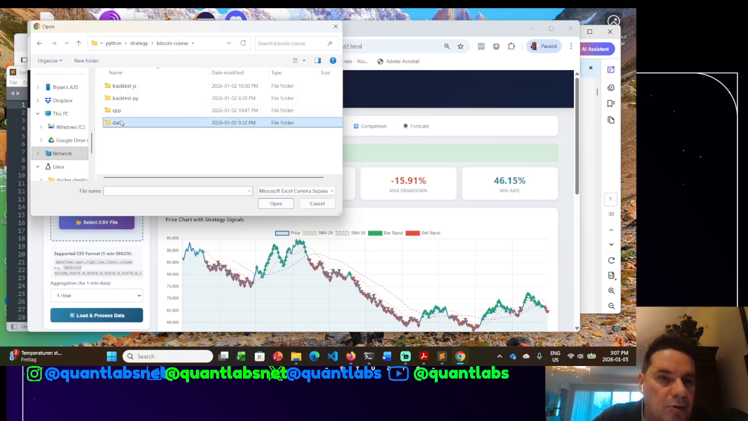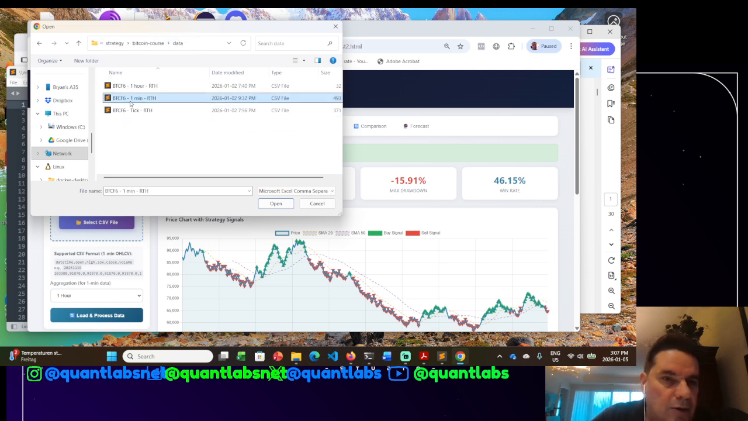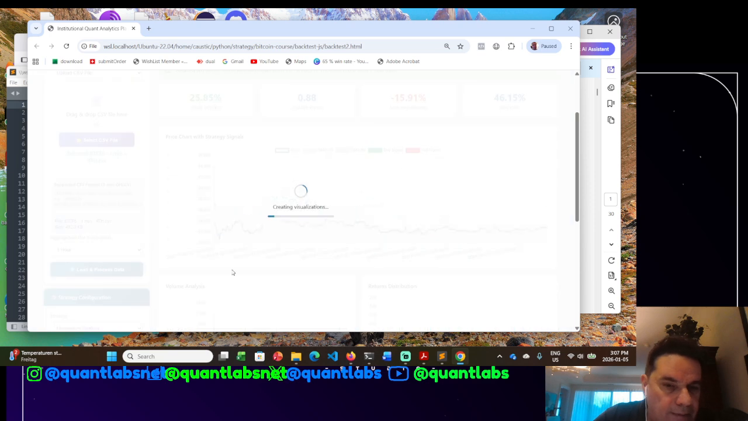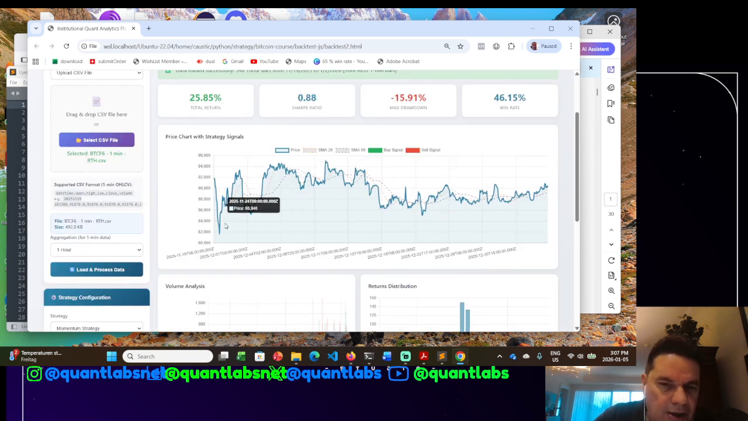So we're going to go to the appropriate data. We're going to load in the 1 minute. Let's see what it comes up with. It did load it, so we're going to process it. Here you can see since November, it's very flat.